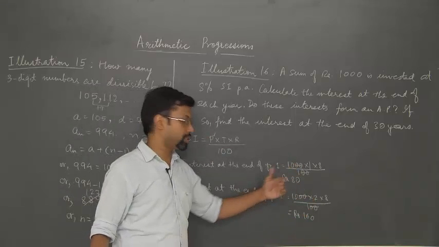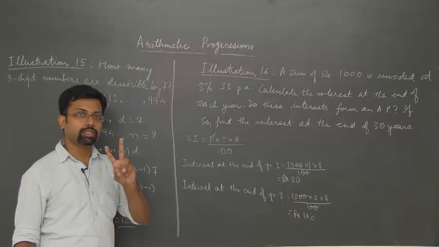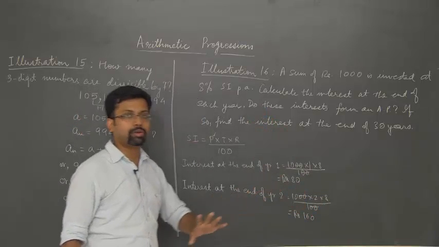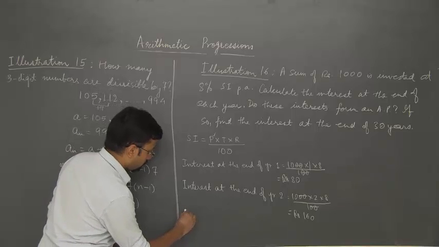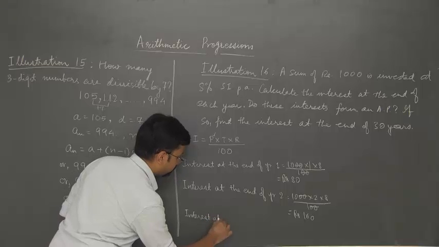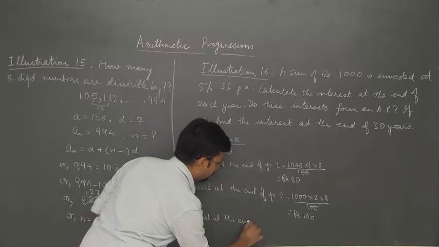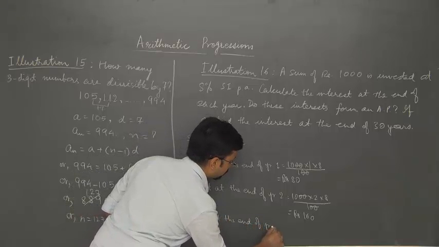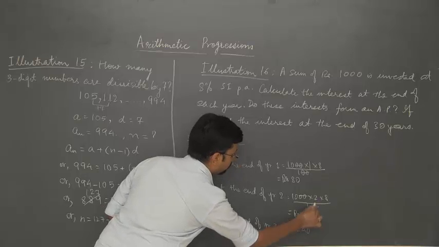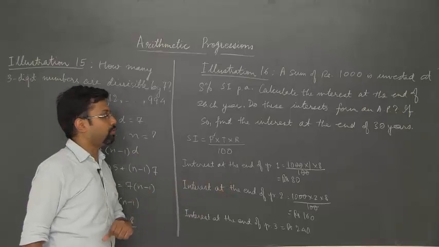The time period changes. So at the end of year 2, the time will be 2 years and the rate of interest is 8% per annum. The principal remains the same. Similarly, the interest at the end of year 3 will be rupees 240. If you put T equal to 3, you will get 240.